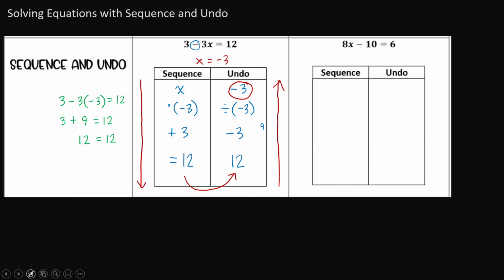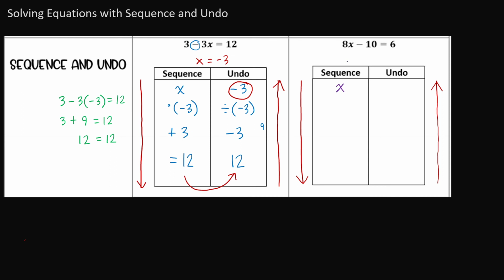Let's try one more. And just to remind us again, we are going to be moving down the sequence column, listing every action that is happening to x to create this equation. And then we're going to move our way up the undo column undoing all of those actions. So let me show it in a different color here. Okay. So starting with x, we always want to start with x in our sequence.